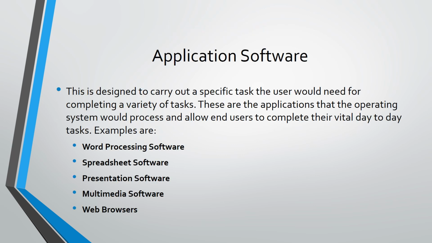Next, that was all about system software. Now we are going to learn about application software. Application software is designed to carry out a specific task the user would need for completing a variety of tasks. These are the applications that the operating system would process and allow end users to complete their vital day-to-day tasks. The most commonly used examples of application software are word processing software, spreadsheet software, presentation software, multimedia software, and web browsers.